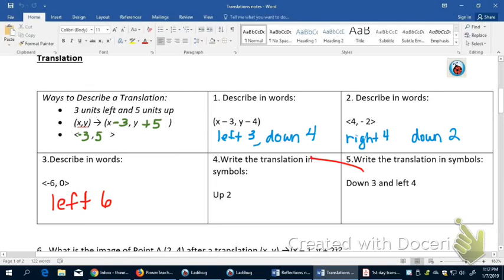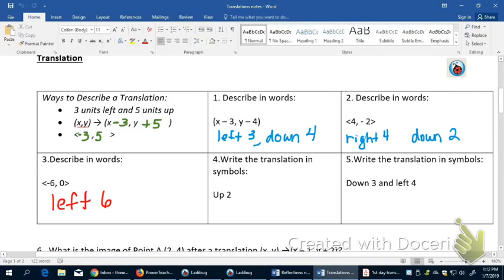Okay, so 4 and 5 is going the opposite way, where instead of writing the words, we have to figure out the symbols. Okay, so it says up 2. I'm going to write it the third way because I think the third way is simpler. I want you to be able to recognize all the ways, and you can write it whichever way you want to write it, but I'm going to write it the third way just because it's simple to write.